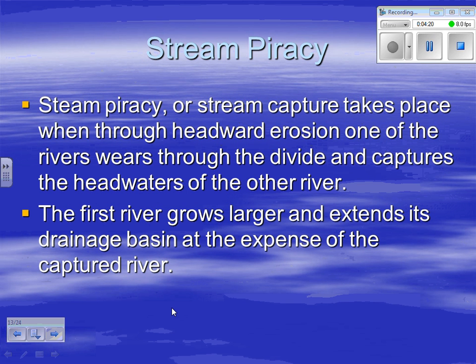Stream piracy. Stream piracy or stream capture takes place when, through headward erosion, one of the rivers wears through the divide and captures the headwaters of the other river. The first river grows larger and extends its drainage basin at the expense of the captured river.